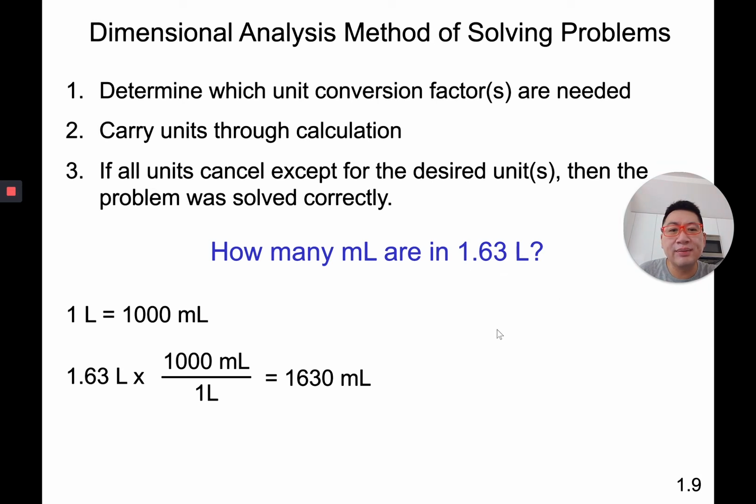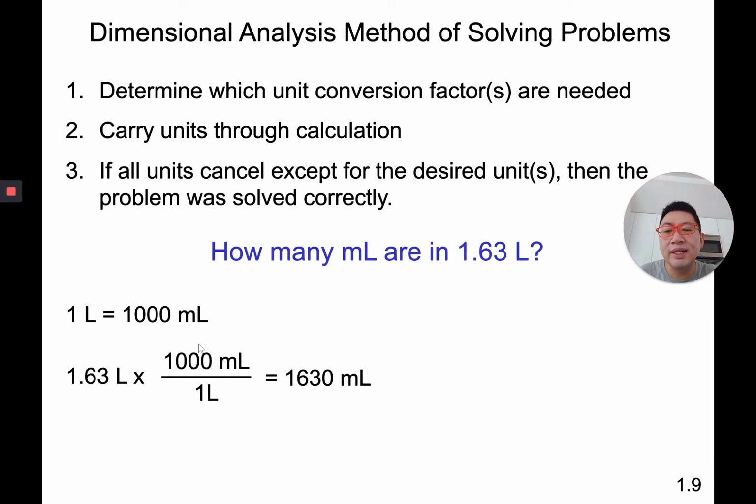That was the given. I'm going to multiply by 1. This is multiplying by 1. Wait, how's that multiplying by 1? Because if A equals B, 1 liter equals 1,000 milliliters. 1,000 milliliters divided by 1 liter, this thing here, is equal to 1. If A equals B, B divided by A is equal to 1. Divide both sides by 1 liter, and that'll be 1. In other words, it's saying multiplying 1.63 liters by 1.